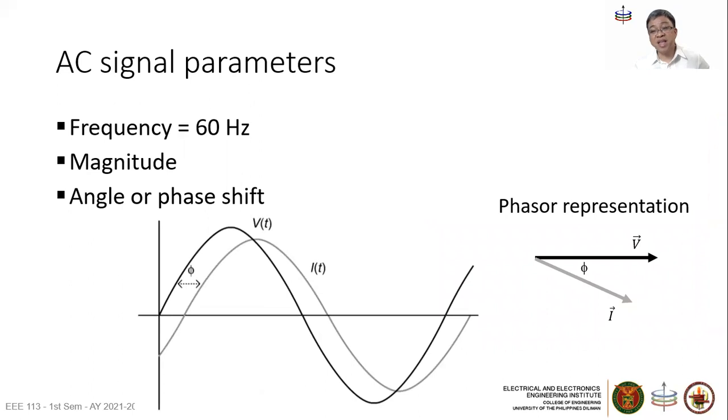Every sinusoidal signal is described in terms of frequency, magnitude, and angle. In the Philippines, the frequency of the voltage signal is 60 hertz. This means that the signal repeats itself 60 times per second. I trust that you can do some math and compute the period of this periodic signal in seconds. This is true for the entire power system throughout the country.